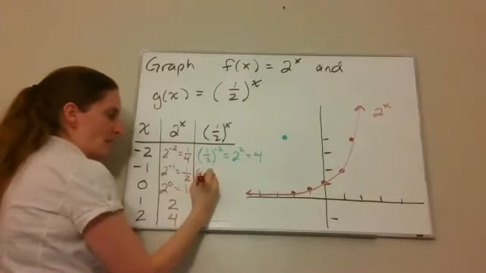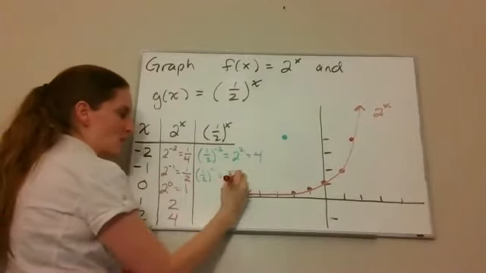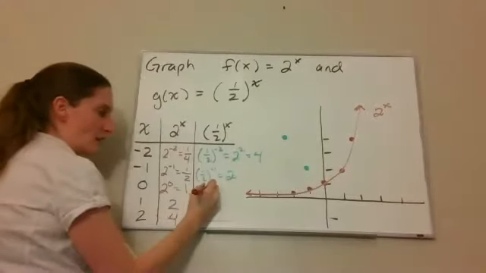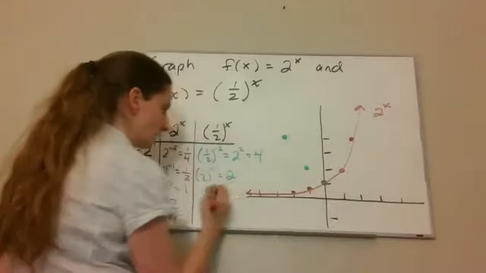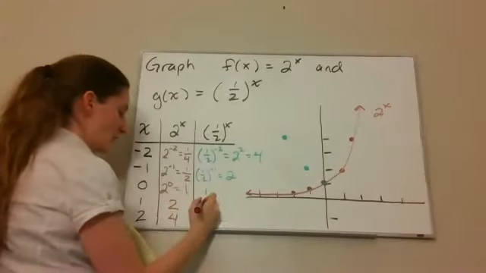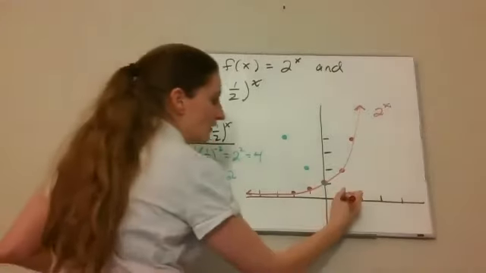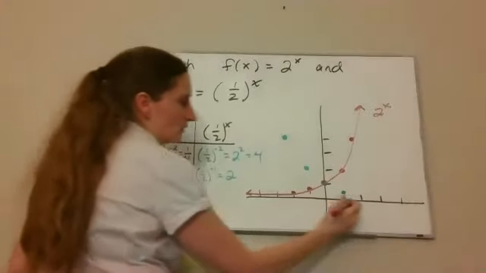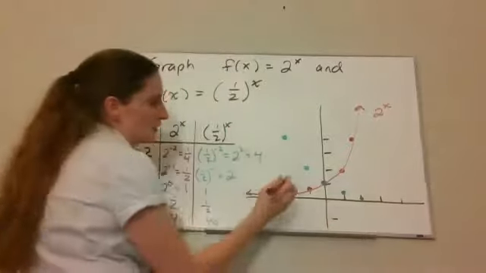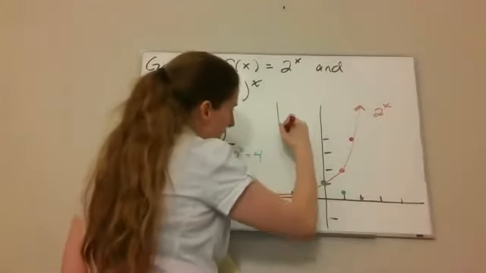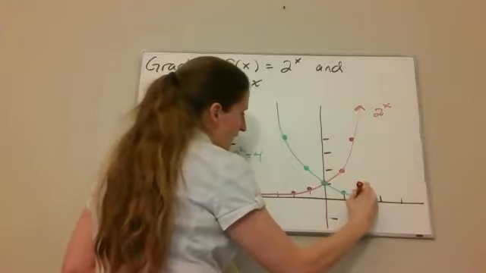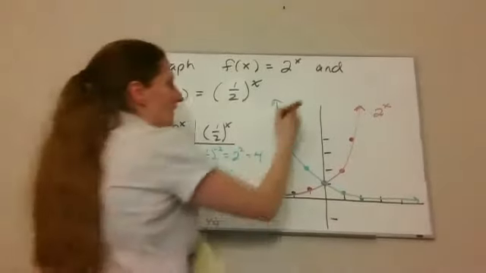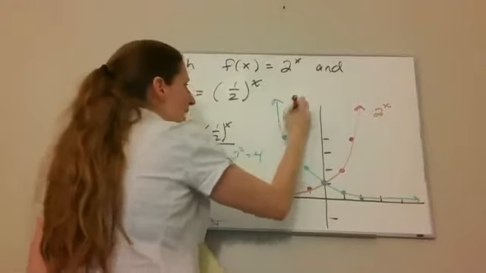Similarly, 1/2 to the -1 flips it upside down to get 2. 1/2 to the 0 is 1. 1/2 to the first power is 1/2. And 1/2 squared is 1/4. So when I connect these with a smooth curve, you get a very similar graph. It's just reflected across the y-axis. This one is 1/2 to the x power.